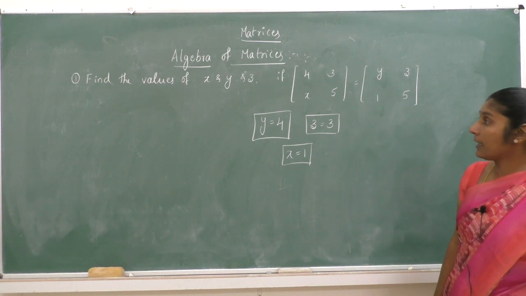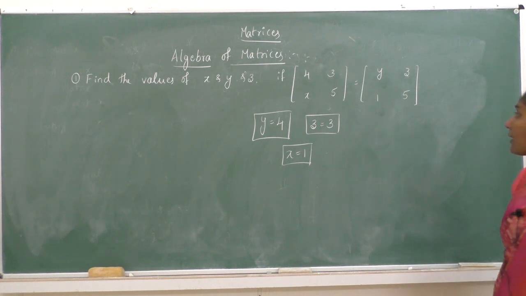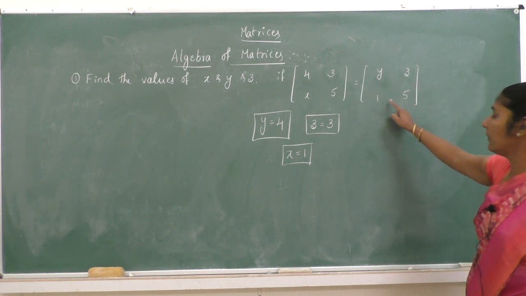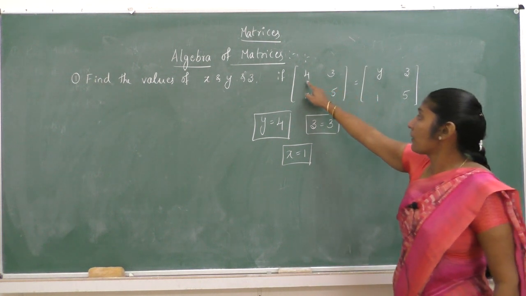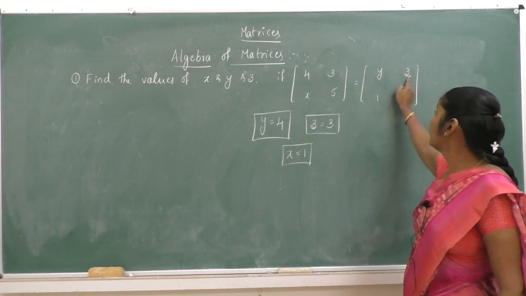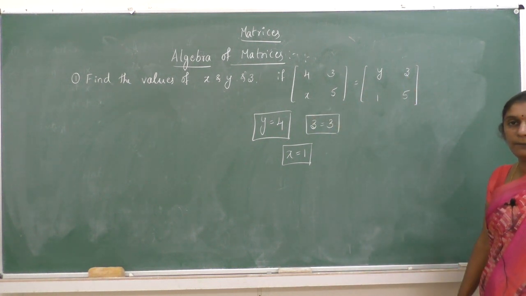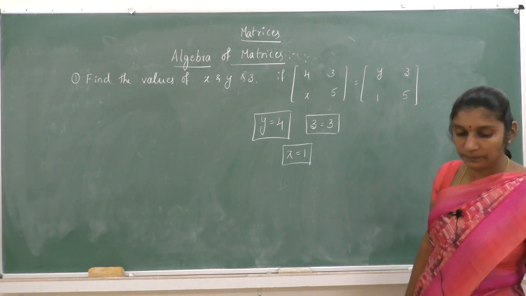If they ask to find the values of x, y, z if 4, 3, x, 5 is equal to y, z, 1, 5, then equate the corresponding elements. So 4 is equal to y, 3 is equal to z, x is equal to 1, 5 is equal to 5. Understood?